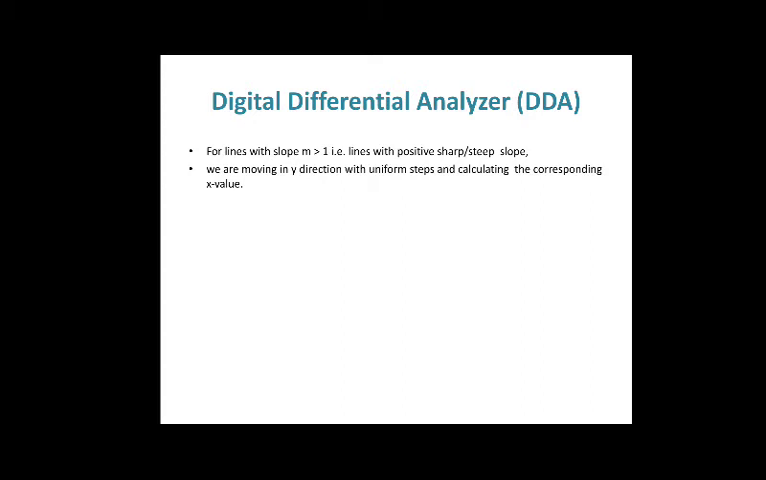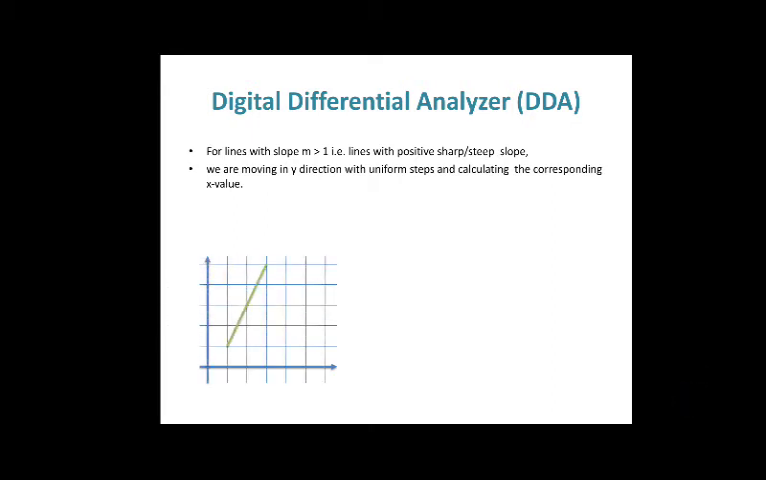Means here y is incremented by 1, but we do not know about the x. So, how is the x calculated? Again this x depends upon the slope of that particular line. Now you can see this line is showing a steep slope. How? Because here the number of columns is less than the number of rows.